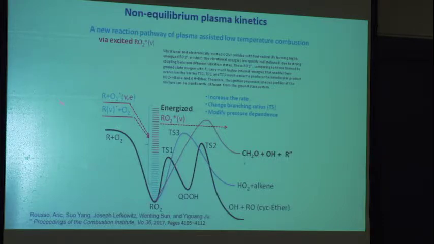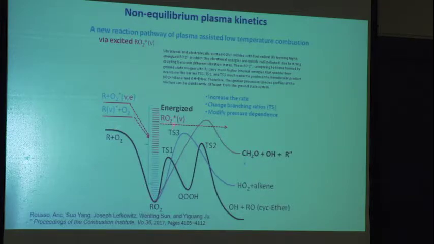Normally, if your oxygen is ground state and you're coming from here, you probably mostly produce OH plus RO, probably the most favorable reaction channel for that RO2 chemistry. But if you have a plasma process, your oxygen is probably already electronically and vibrationally excited. This is not a ground state anymore. It is an excited state.